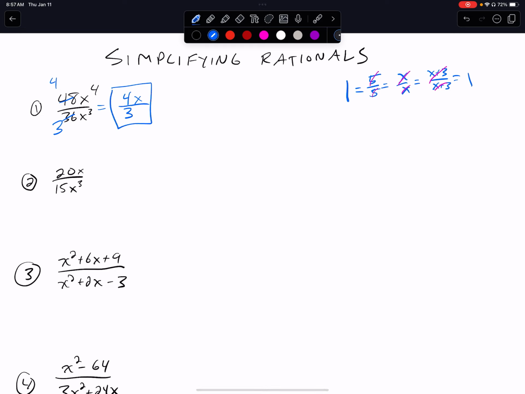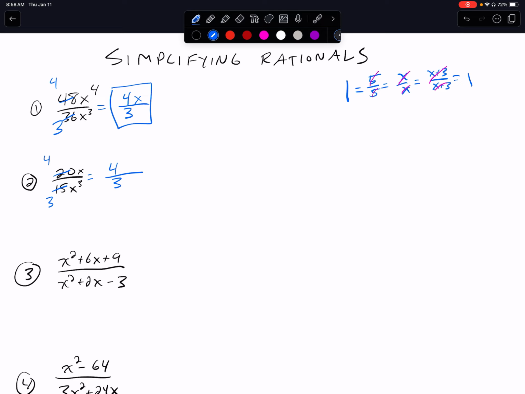Okay? Next rational expression is what happens if I have 20x divided by 15x to the 3rd. Okay, again, what we're looking at here is what numbers or what values go into 20 and 15. Well, 5 goes into both, so 5 into 20 goes 4 times, 5 into 15 goes 3 times. So I know I've got 4 divided by 3.